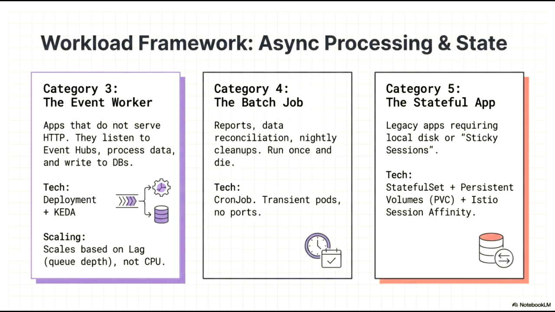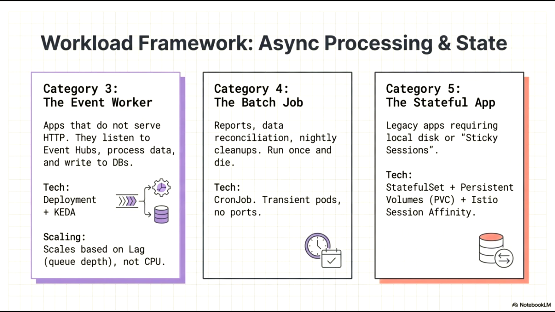Finally, Category 5 is the stateful app. This category is typically for legacy applications that require local disk persistence or sticky sessions. To support these needs, we use Kubernetes stateful sets paired with persistent volume claims. Additionally, we leverage Istio to handle session affinity, ensuring that traffic from a specific user is consistently routed to the same pod.